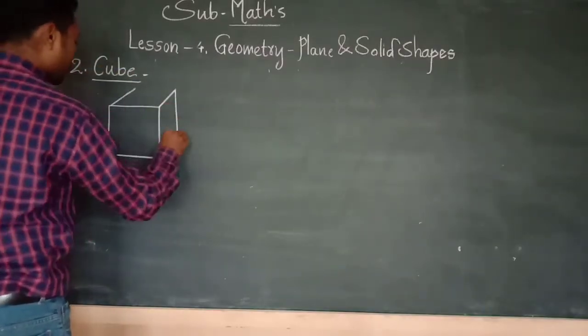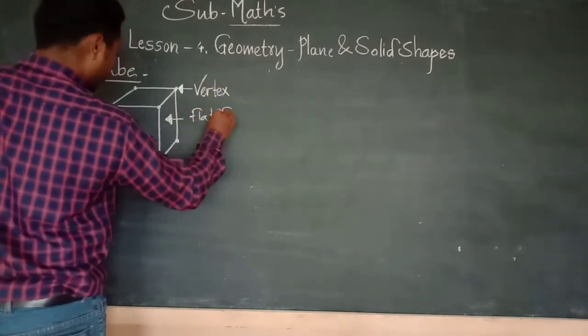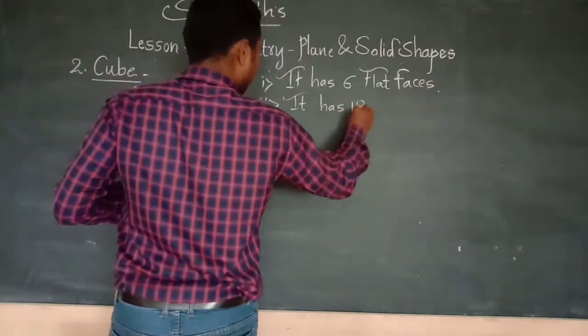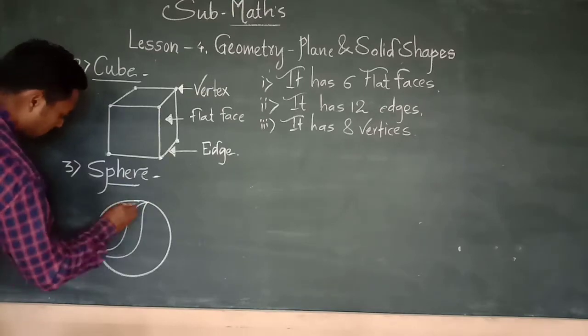Second point, cube. Observe this three-dimensional diagram of a cube. It has 6 flat faces. It has 12 edges. And last one, it has 8 vertices.